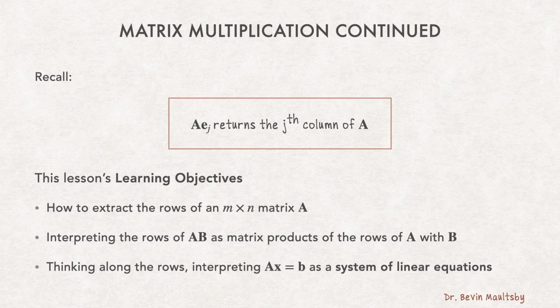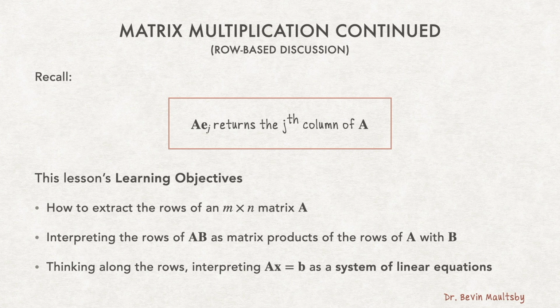In this video, we're going to continue our look at matrix multiplication, this time with a focus on the rows when we multiply two matrices together. Previously, we had a column-based discussion, and one of the take-home messages was that if you multiply a matrix A with, say, the j'th standard basis vector of the correct size, then what it does is extract the j'th column from the matrix A.